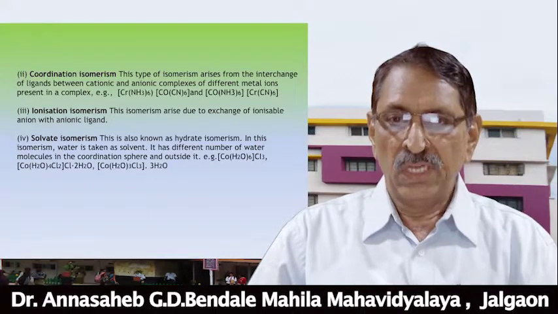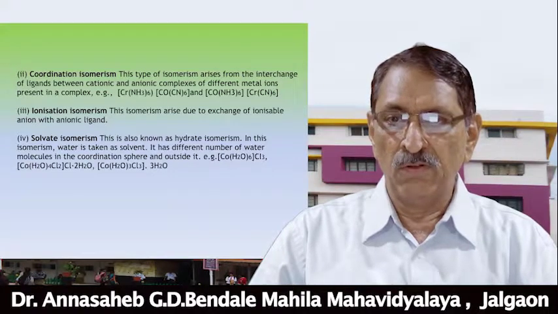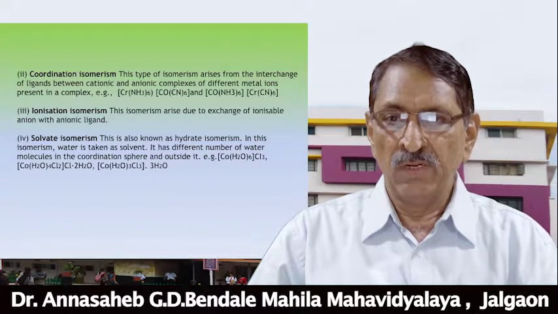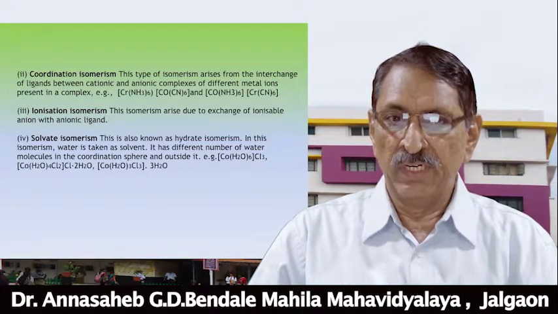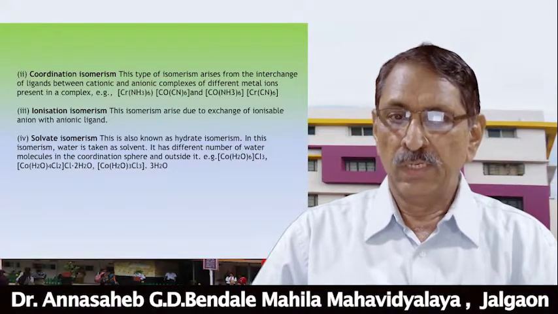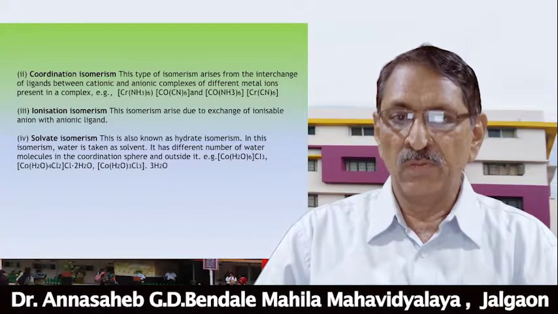Now, in this compound, if we replace the 6 water molecules by 5 water molecules, and put one of the chloride ions inside the square bracket, it forms the compound tetraaqua dichloro cobalt(III) chloride, and outside the square bracket 2 water molecules are also present. In this way this type of isomerism can be formed.